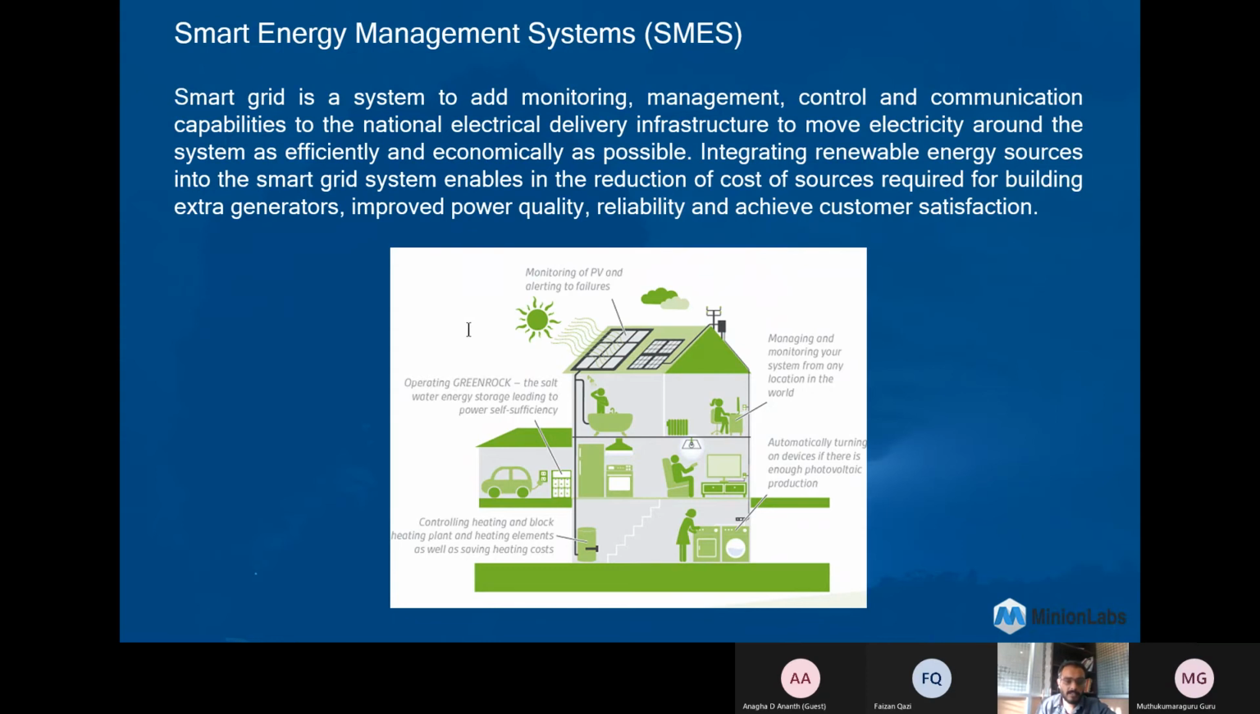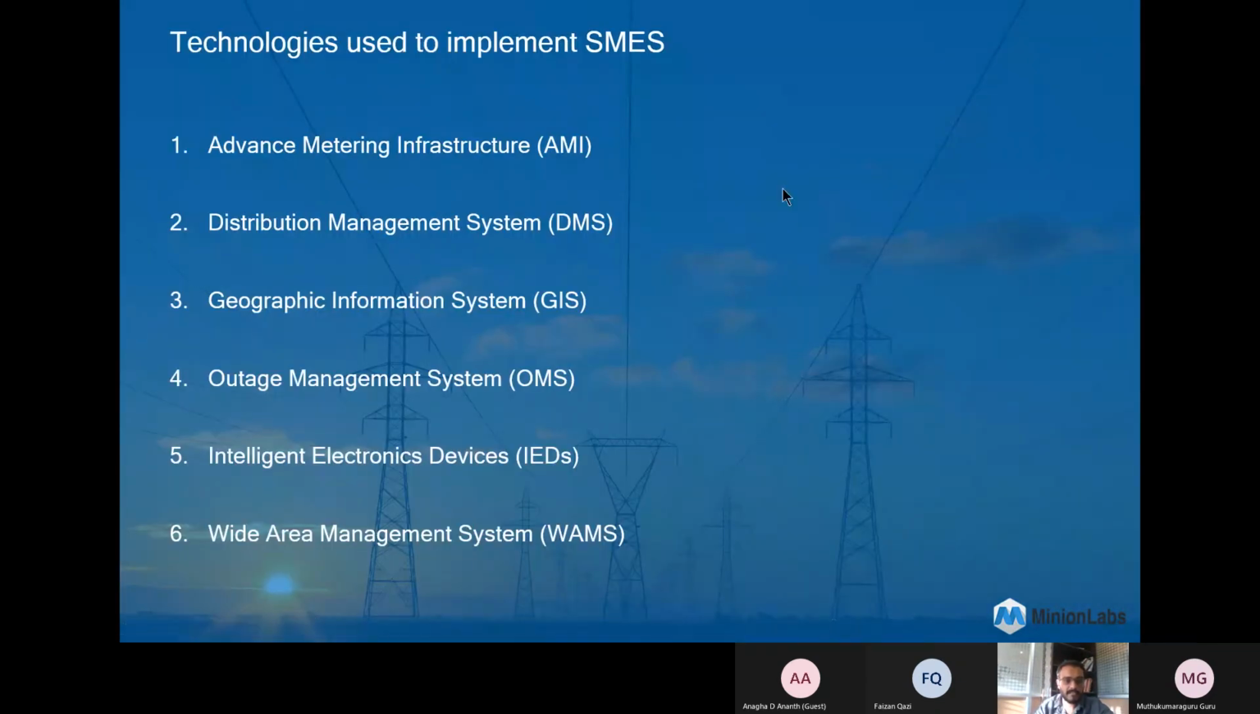Integrating renewable energy sources into the smart grid system enables a reduction in the cost and resources required for building extra generators, improves power quality and reliability, and achieves customer satisfaction. Such systems are known as smart energy management systems. Various technologies are used in these systems. First and foremost is advanced metering infrastructure, a vision for two-way meter or utility communications.